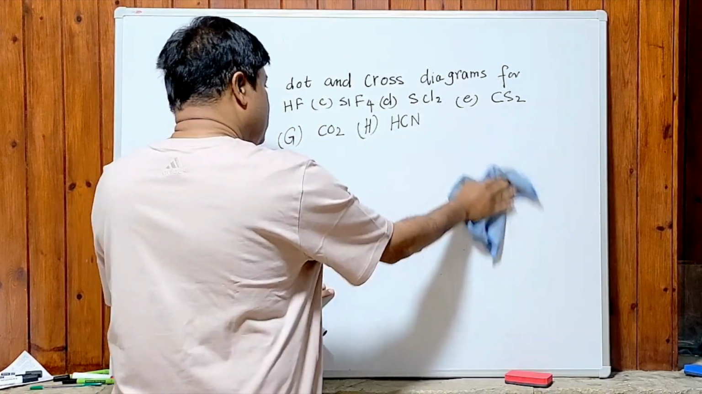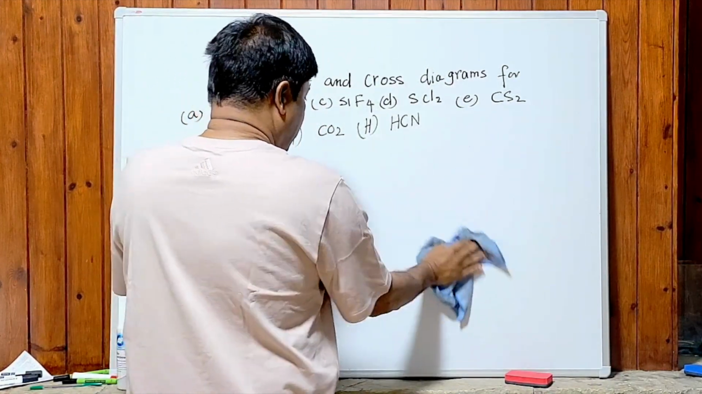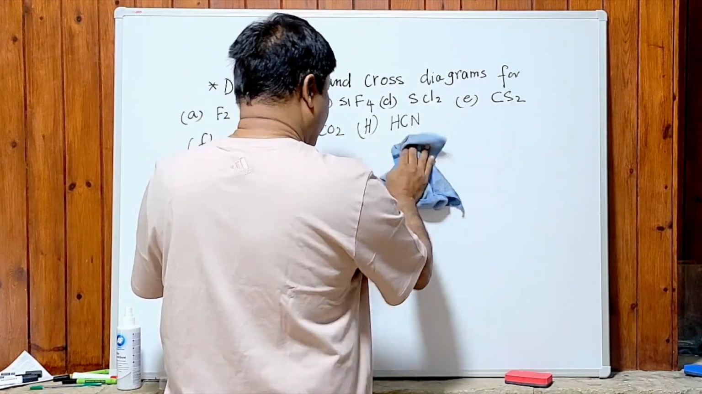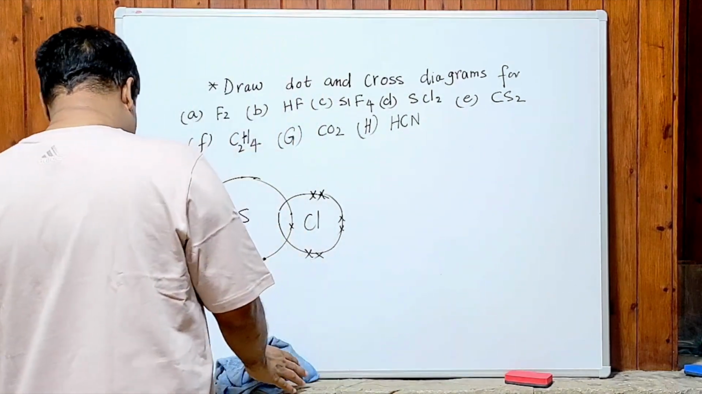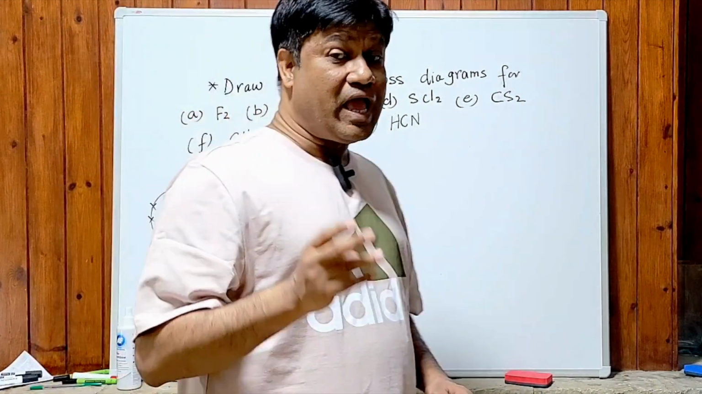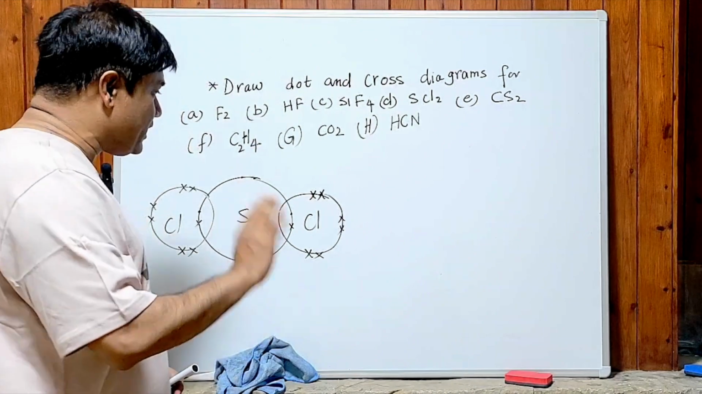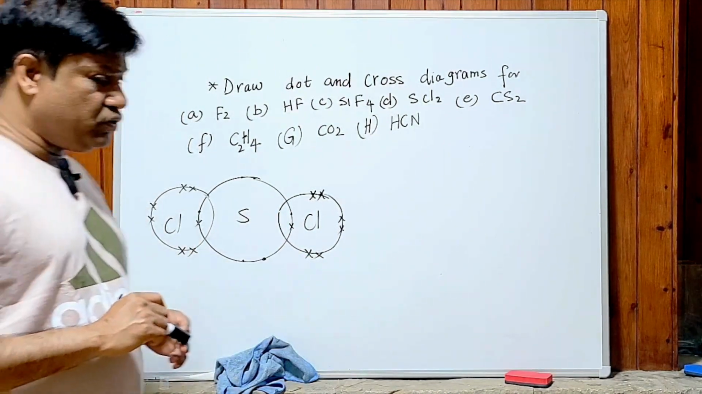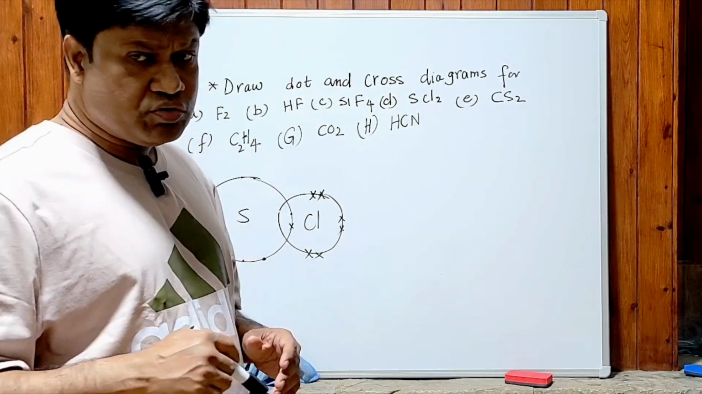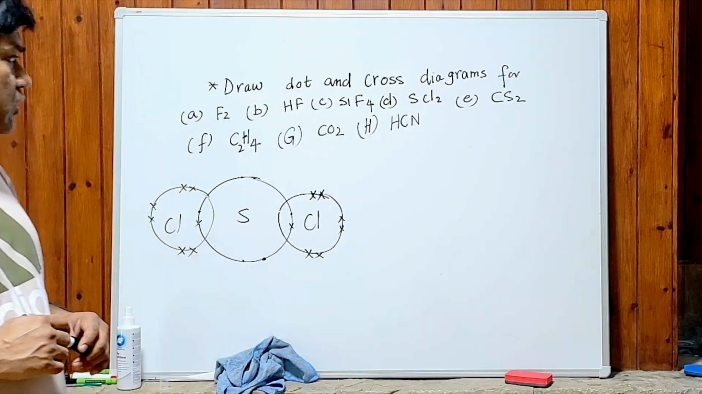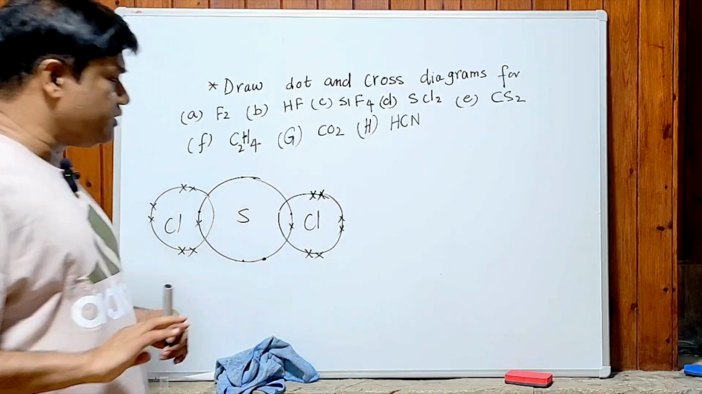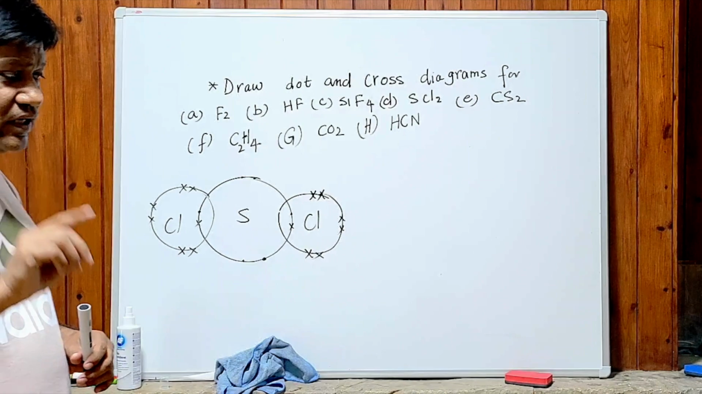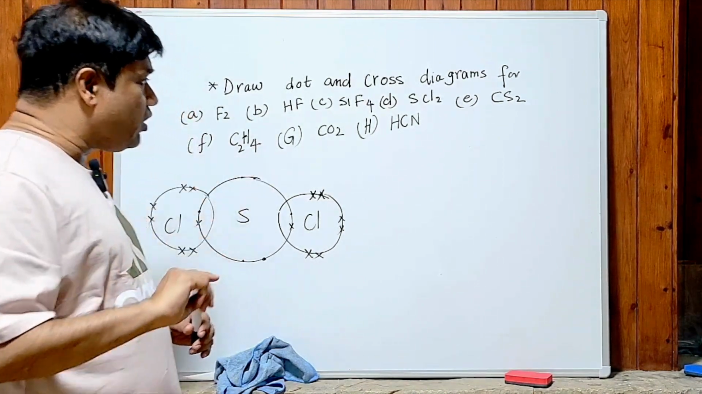Any non-metal is named with the ending ide when they form a compound. There's a difference between ite and ate. I will teach you ite and ate, or you can watch my videos on titration. I have already explained the difference between ite and ate or ide.